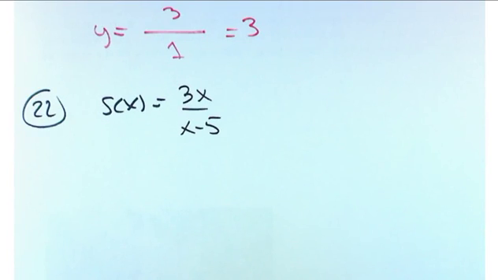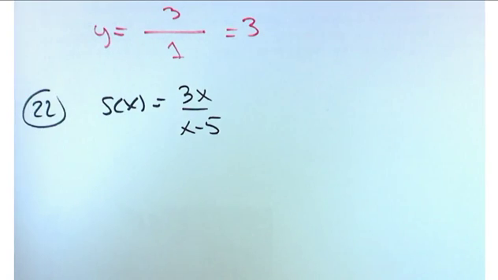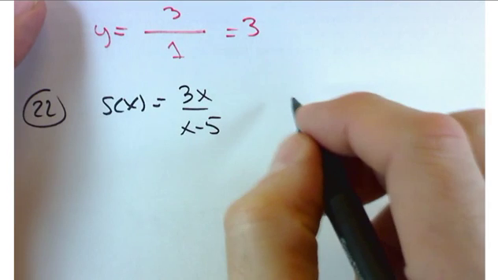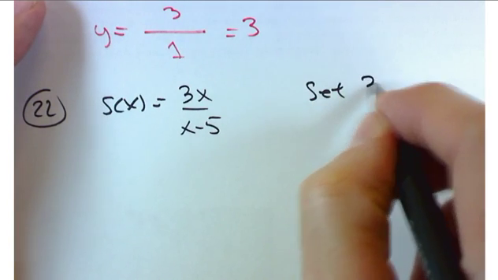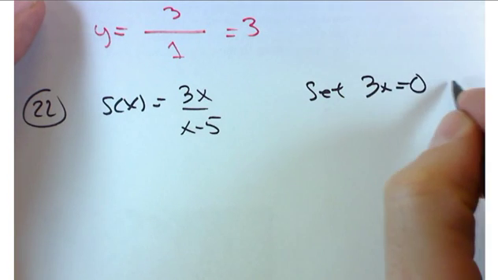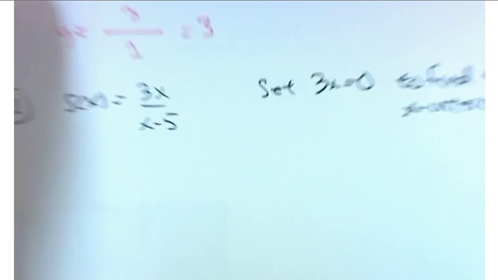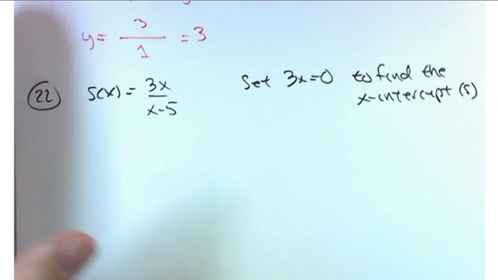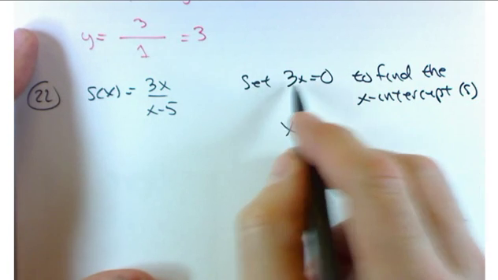If I want to find the x-intercepts, I'm going to set the numerator equal to 0 and solve: 3x equals 0 to find the x-intercepts. I said x-intercepts in plural. In actuality, how many places is this graph going to cross the x-axis? Where does 3x equal 0?